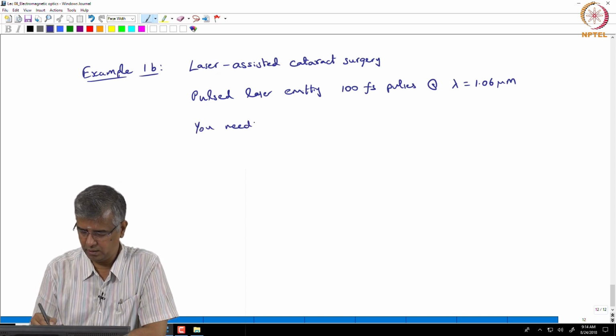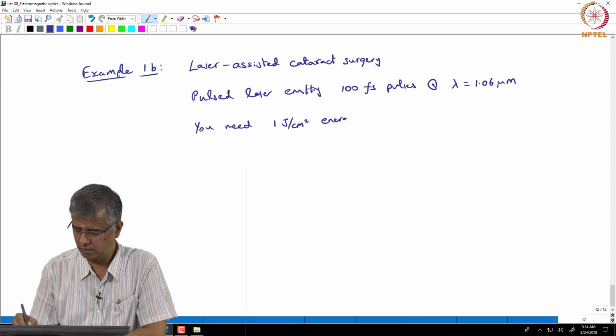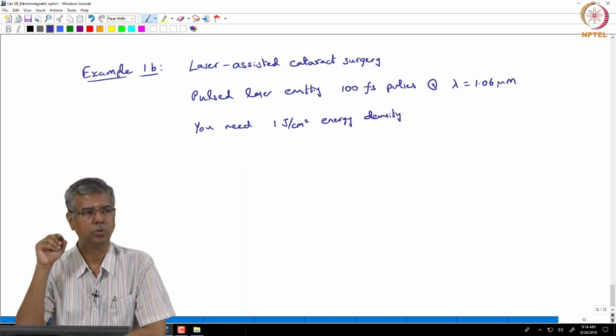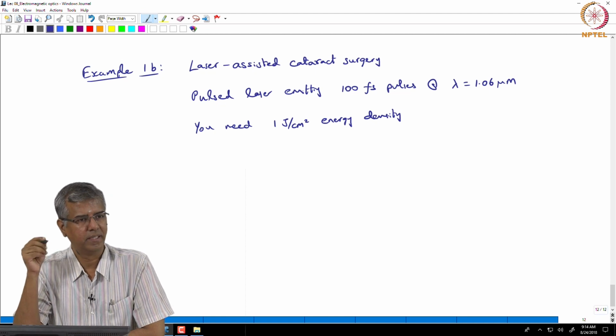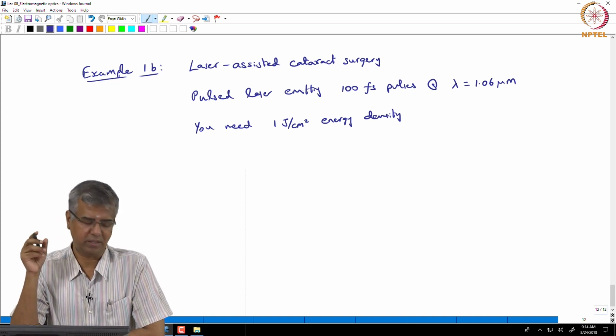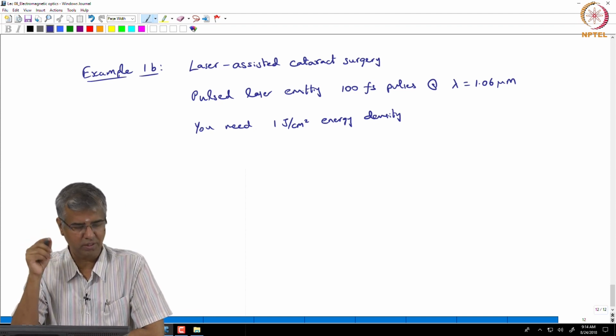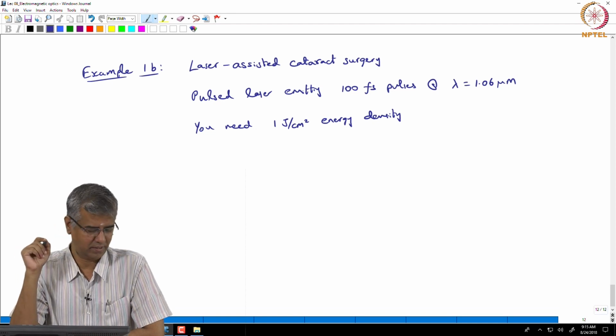you need 1 joule per centimeter square energy density to basically punch a hole through the tissue layer. Okay. So, this is a process that is called photo disruption that you are doing, where you are actually cutting tissue with these pulse lasers.